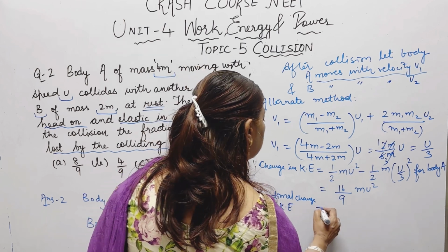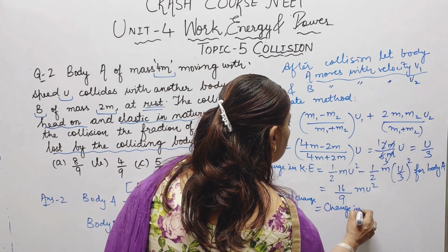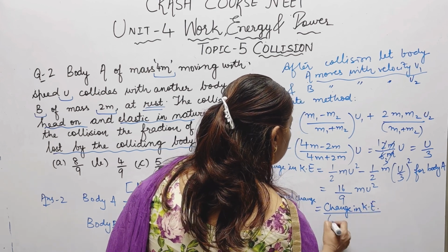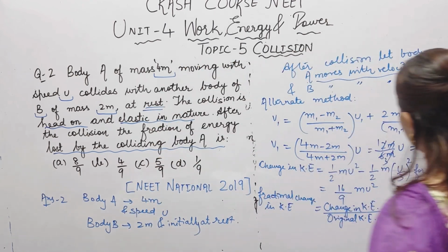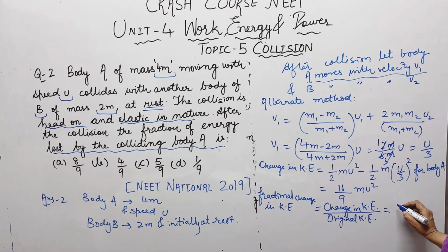This is given by change in kinetic energy to the original kinetic energy. So this change is 16 by 9 and the original kinetic energy is half 4m u square. That cancels out: m cancels with m, u square cancels with u square. So this 2 goes with 8. So the value comes out 8 by 9.